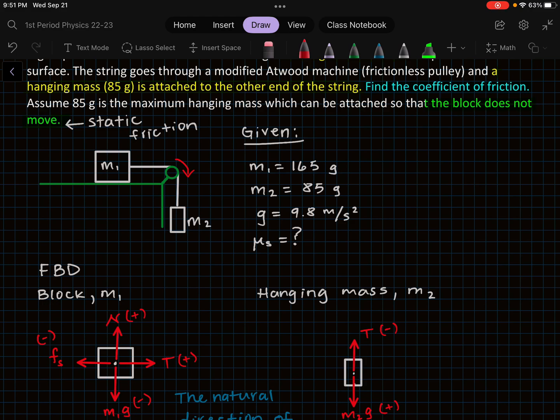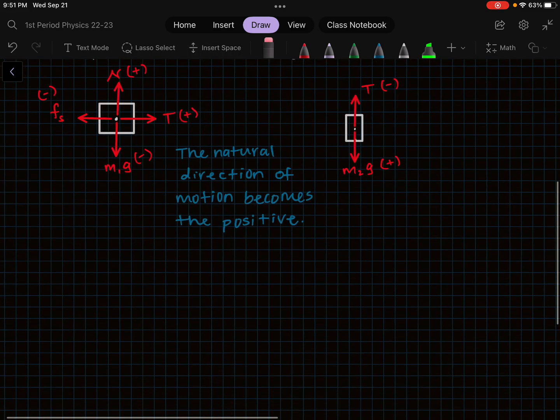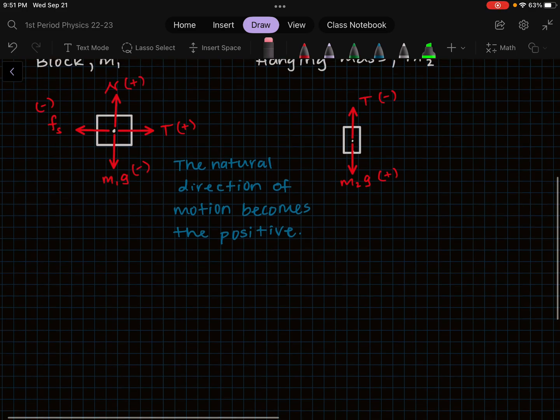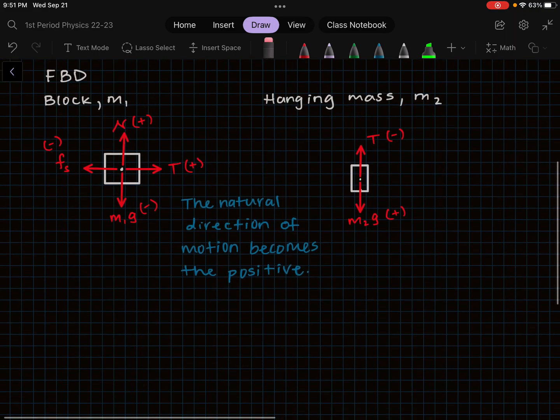Okay, that would be the natural direction of motion if this were moving, but it isn't. Now that we have our free body diagrams, we added positive and negative directions. Then the next step is to sum the forces, that is, add the forces acting on both x and y direction because we treat them independently, just like we did in projectile motion. So next step, we're going to sum the forces.